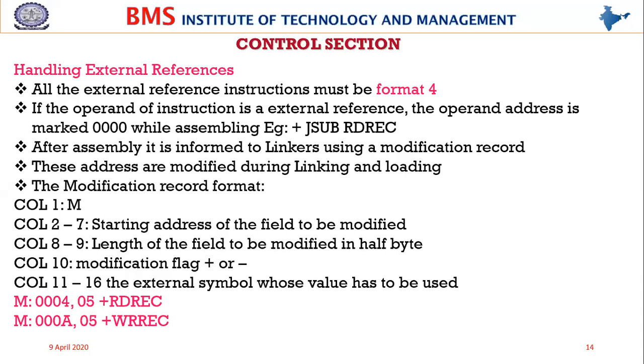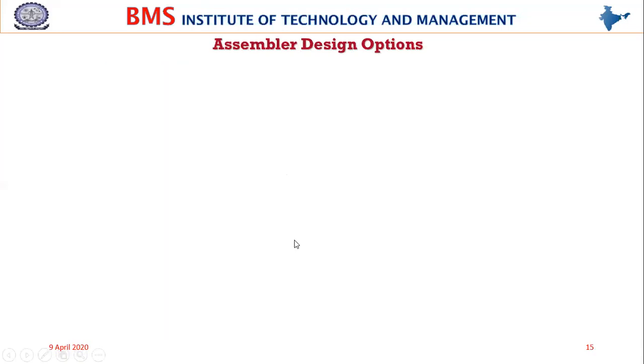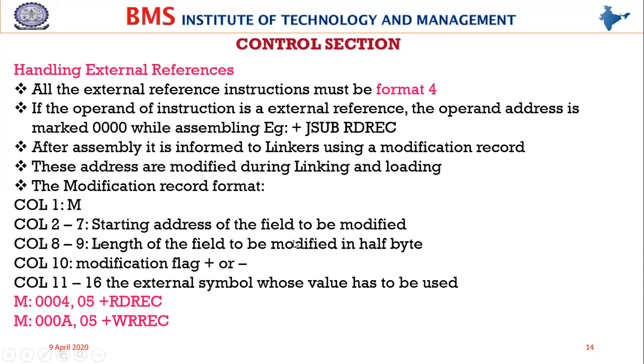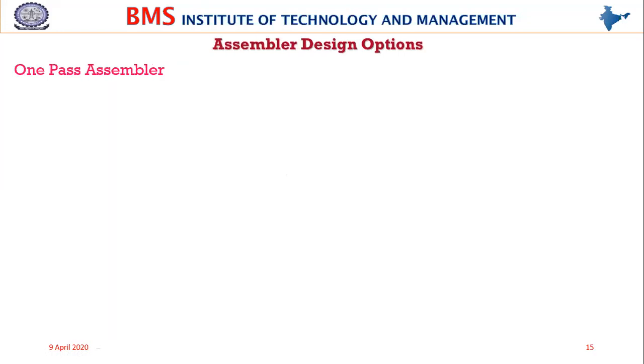And we use the assembler directive USE in the case of program blocks, but here there is no assembler directive. The program will be written in multiple source files, and we use the modification record to specify the addresses that need to be altered accordingly. Fine with this? This is one of the major, repeatedly asked concepts.